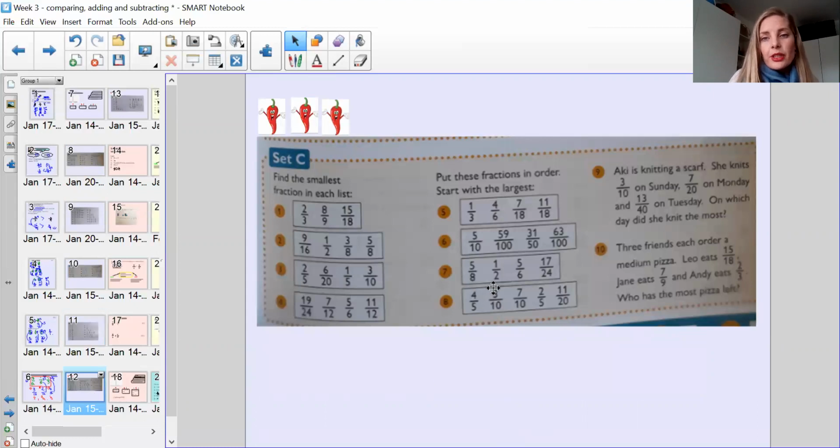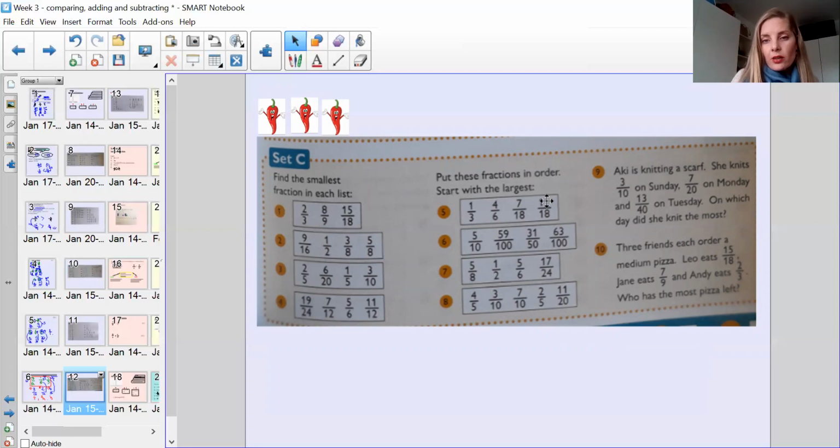All right, those of you who are doing the more challenging task, here are your 3 chili set C, okay? Find the smallest fraction in each list and write it down. Remember to write the original fraction. So you need to write one of these as your answer, using your equivalent fraction knowledge to work it out, and then deciding which one of those is the smallest and writing the original fraction as your answer.